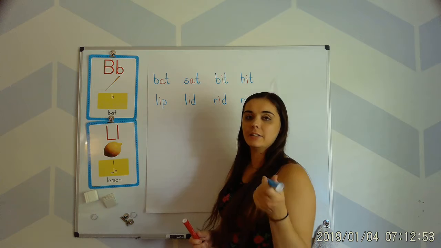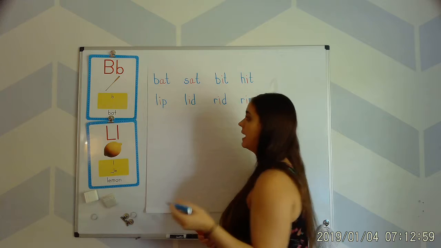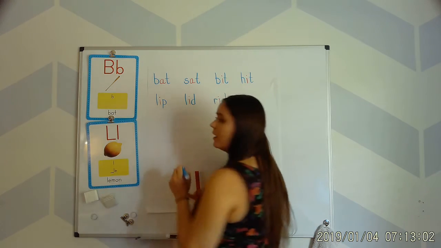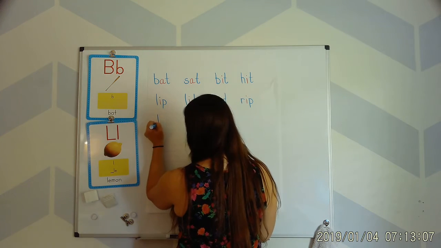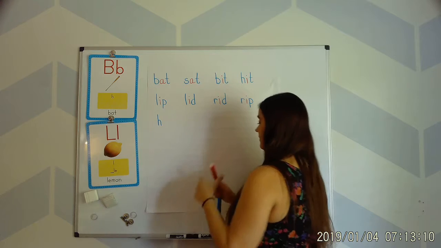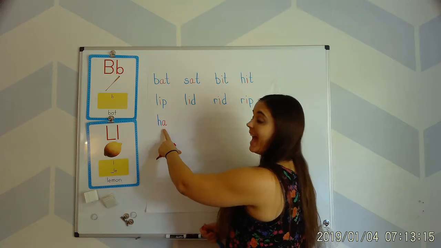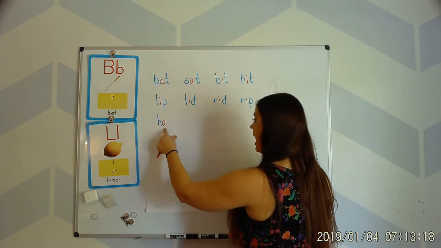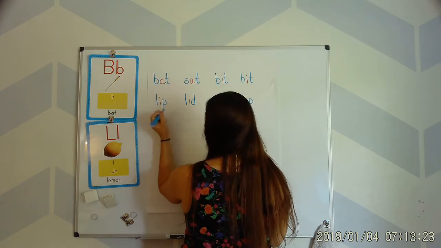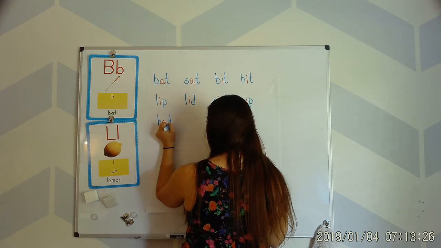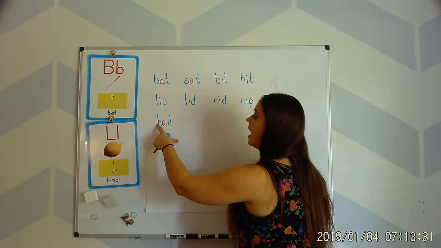And had, h, a, d, had. So I hear h at the beginning. What letter is going to say h? That's right, H. H will say that h sound. And A says a, ha. And D says da, h, a, d, had.